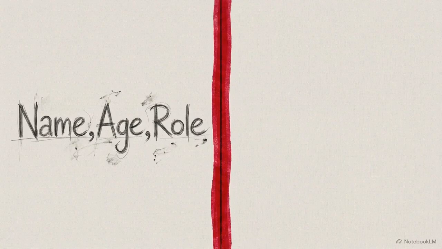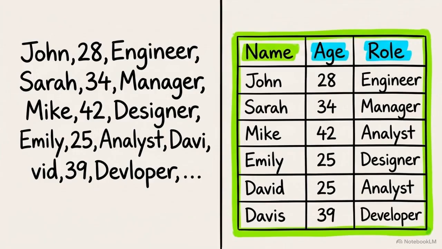Look at this split-screen comparison. On the left is the raw text straight from the CSV. On the right, Pandas has automatically aligned that text into a structured tabular format.